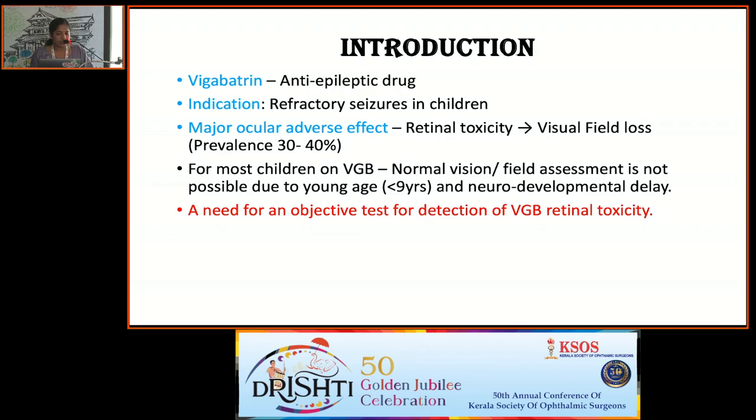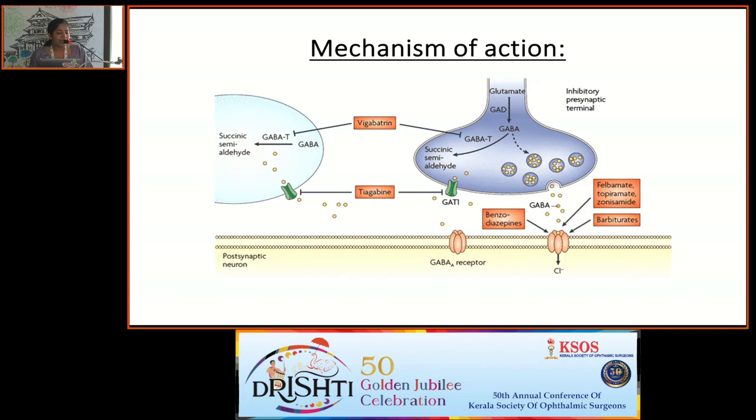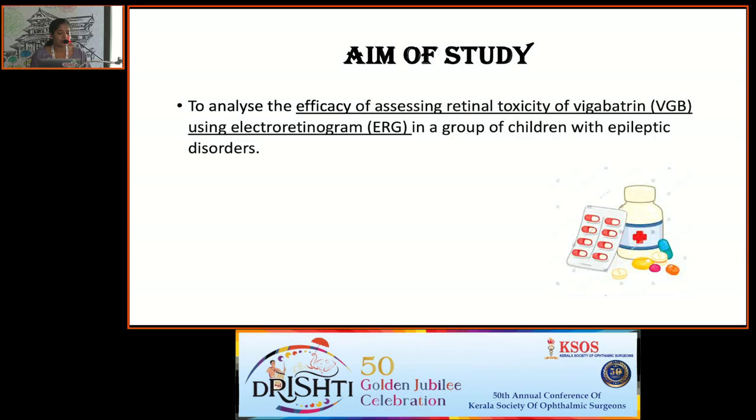So vigabatrin actually acts at the synapses by inhibiting the enzyme GABA transaminase and thereby increasing the concentration of gamma-aminobutyric acid, which is an inhibitory neurotransmitter, producing an anti-epileptic effect. So the aim of the study is to analyze the efficacy of assessing retinal toxicity of vigabatrin using ERG in a group of children with epileptic disorders.